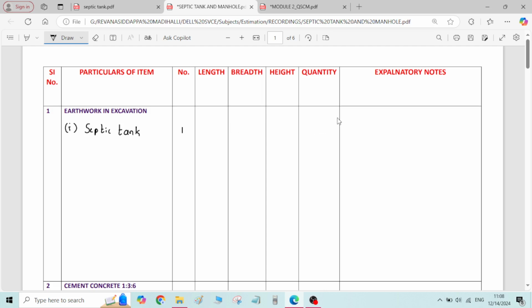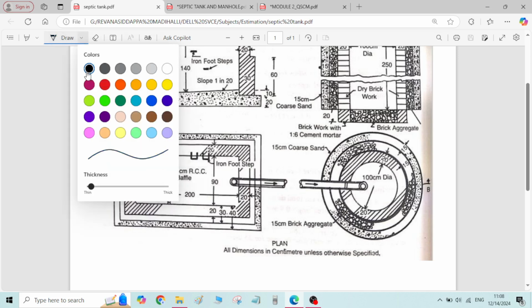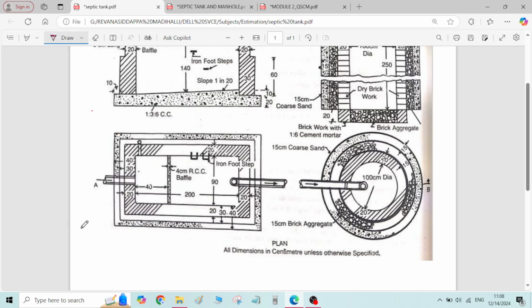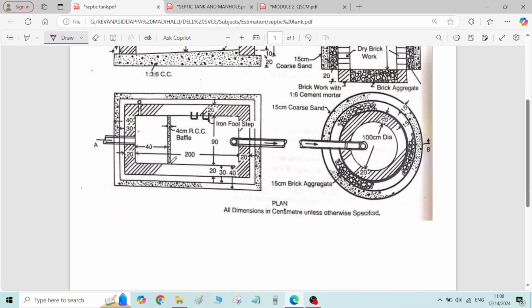Okay, coming to the total length of the excavation. The length and width you will be able to calculate by referring to the plan. Length and width of the excavation you will be able to identify by using the plan, and the height of the excavation you will be able to calculate by using the elevation.